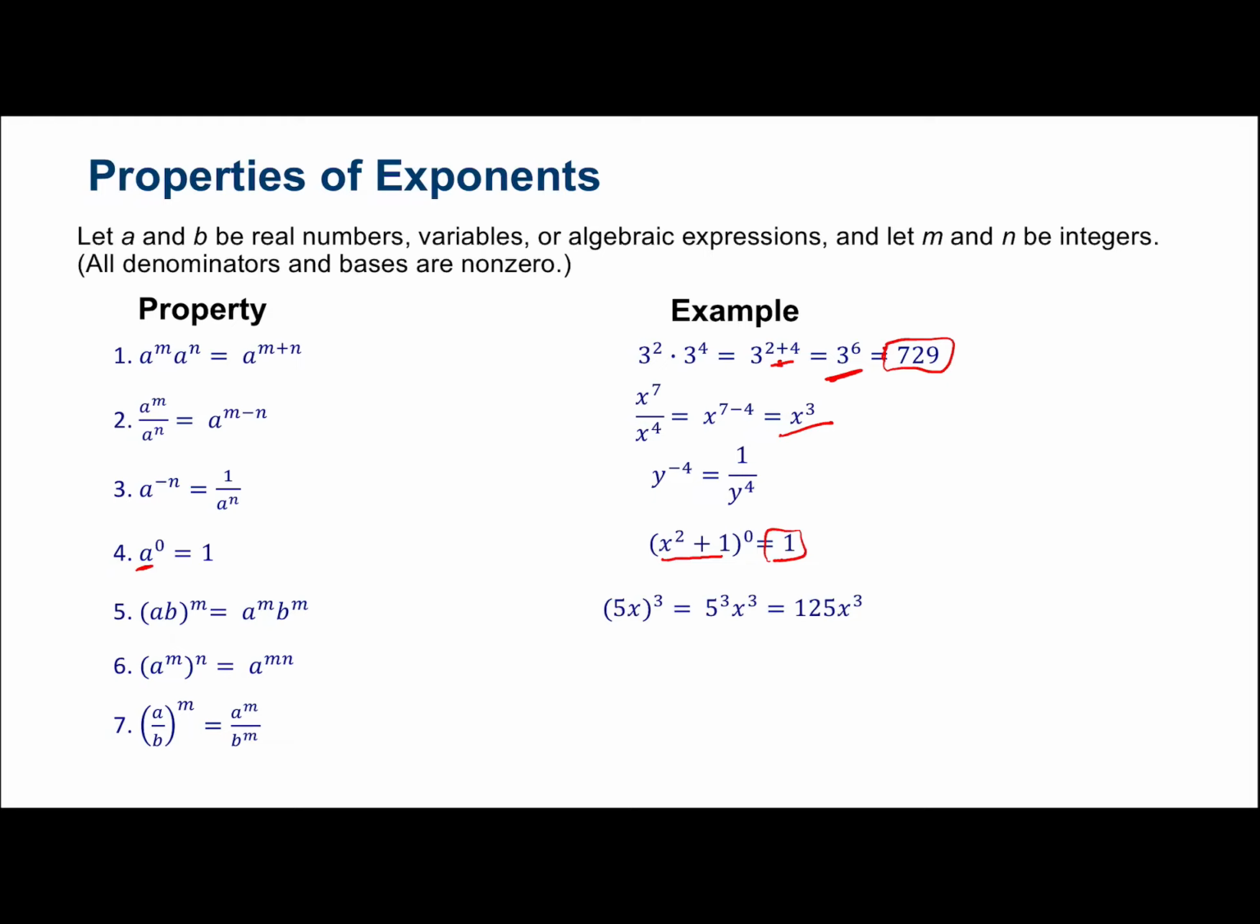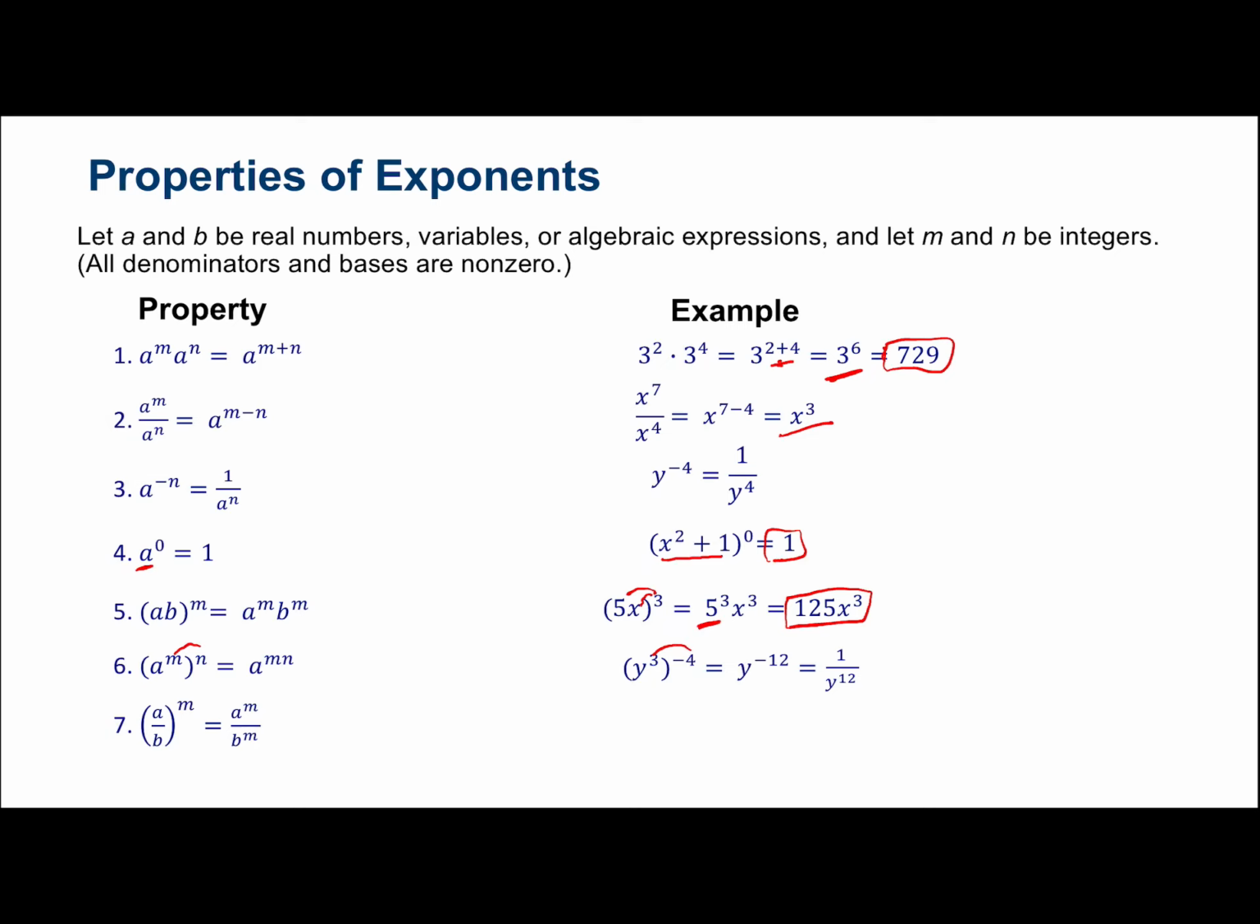If I have (a times b) all to the nth power, when the exponent is on the outside of the parentheses, you have to bring it into everything inside. So I bring it to the a and to the b. An example: (5x) cubed. I have to bring the 3 into the 5 and into the x. So I have 5 cubed times x cubed. Make sure you simplify any numbers. 5 cubed is 125, x cubed.